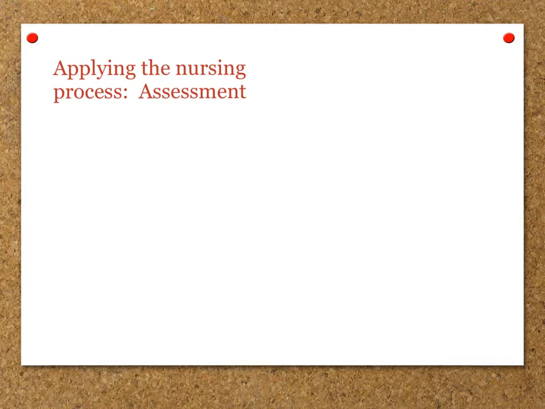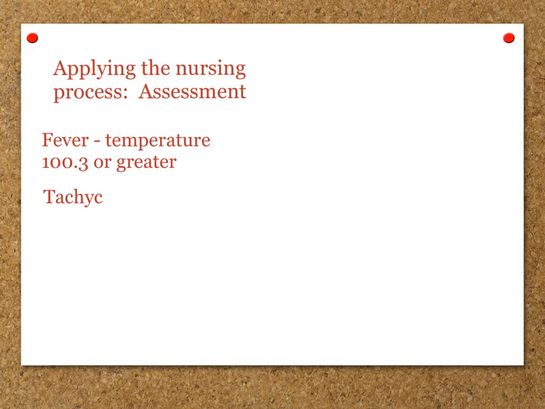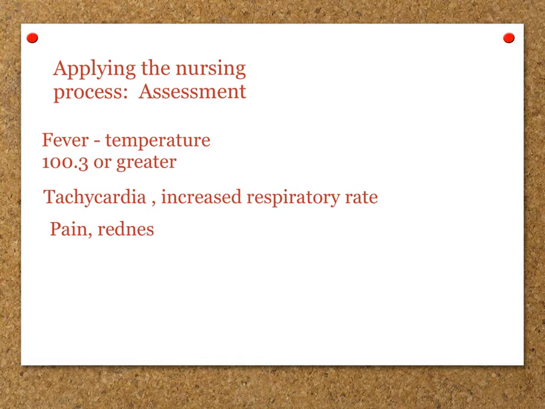What we are going to talk about are some systemic signs of infection. So first would be fever, defined as a core temperature of 100.3 or greater. Another one you're going to see, increased heart rate and increased respiration. So tachycardia and increased respiratory rate. Very common with infection. And then we can look at signs and symptoms of inflammation: pain, redness, heat and swelling, if it's a part that we can easily visualize.